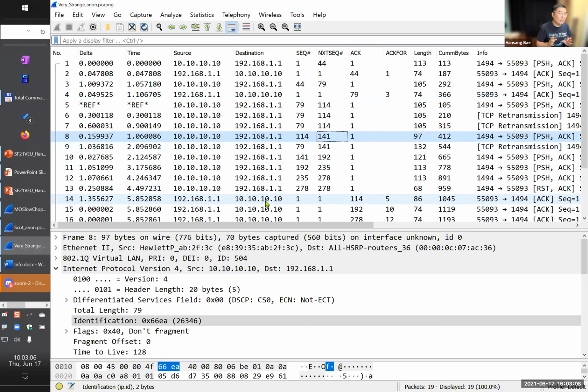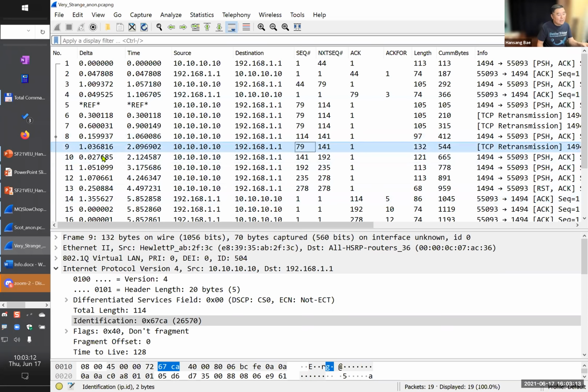The problem is the very next packet. And it happens one second after that, no less. This packet cranks the sequence number back down to 79, but this time it goes to 141.